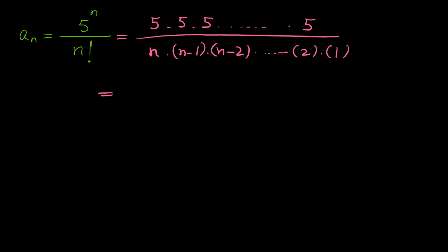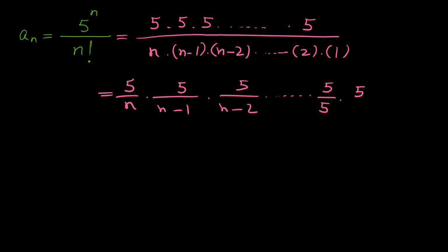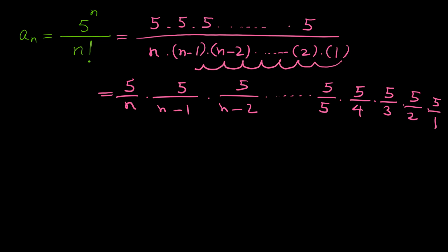We can write this in the form of 5 over n times 5 over n minus 1 times 5 over n minus 2, and this goes up to when we have 5 over 5, 5 over 4, 5 over 3, 5 over 2, and 5 over 1. Because we want to find the limit of this sequence when n approaches infinity, we have infinite terms in the bottom, infinite 5s in the numerator. So we can write this in this form.